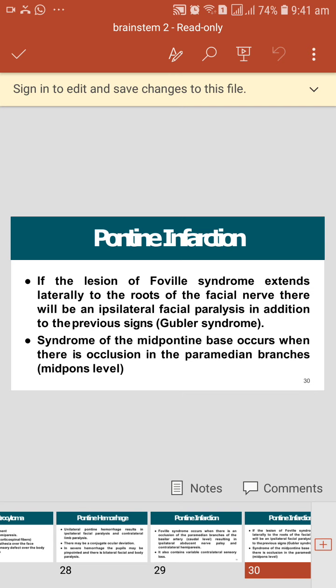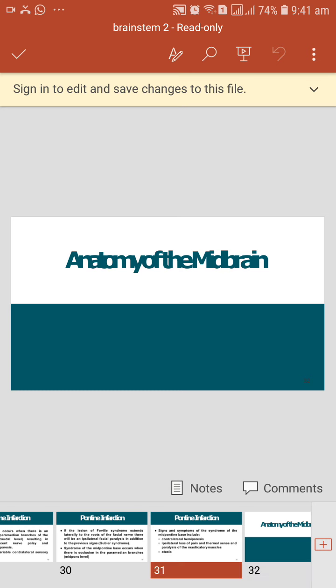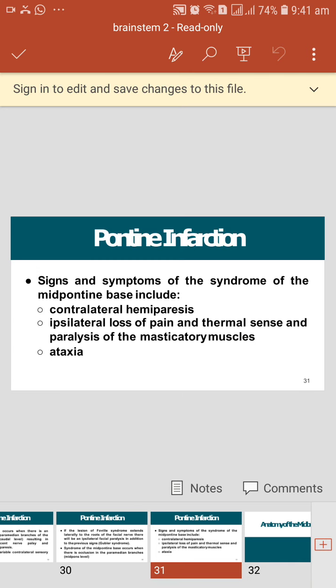Syndrome of the mid-pontine base occurs when there is occlusion in the paramedian branches. Its signs and symptoms include contralateral hemiparesis, ipsilateral loss of pain and thermal sense, and paralysis of the masticatory muscles, and also ataxia. I hope this is understood now.